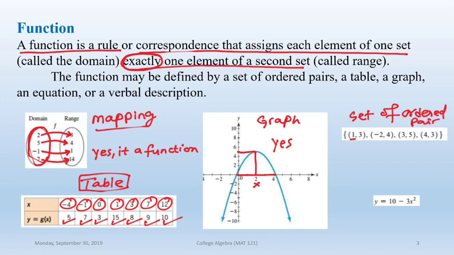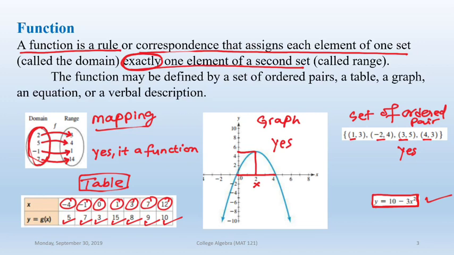We'll check the same thing. You can see that for 1, the image is 3. For 4, the image is 4. For 3, it's 5. For 4, it's 3. There is no repetition in x value. So this is how we can write a function. So yes, it is a function. Similarly, 10 minus 3x squared. For every x value, you will get a unique y value. For different x values, you'll get unique y values. So this is also a function.